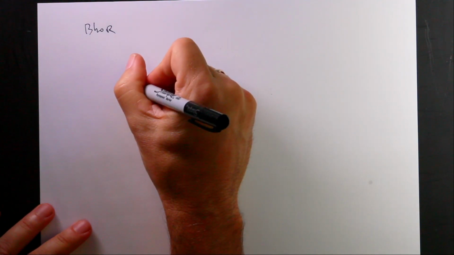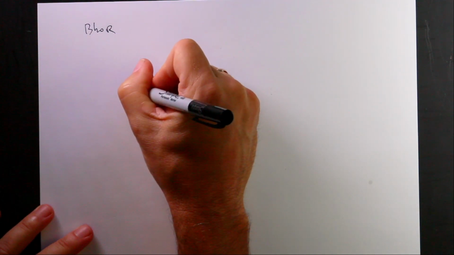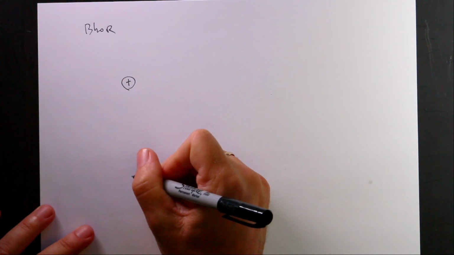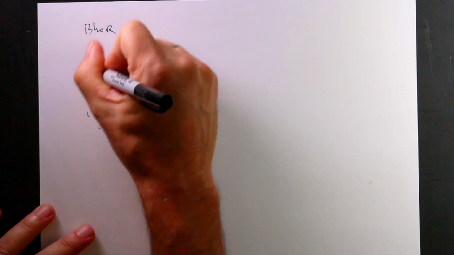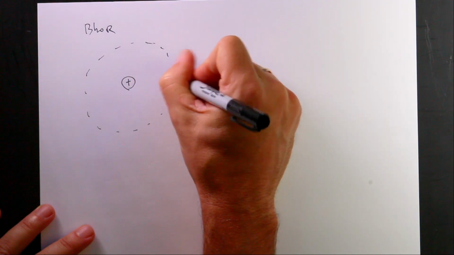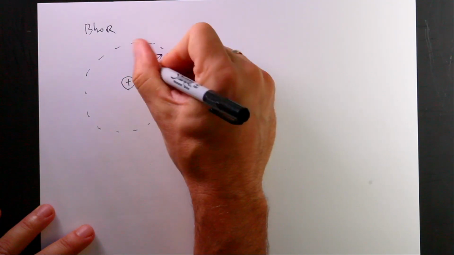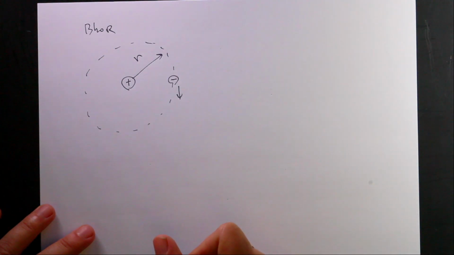So when they started looking at the properties of matter, they came up with this idea, and I don't want to go through the whole thing, but if you take hydrogen, you could represent it as a proton right there with an electron moving around a circle some distance r away. And that's the Bohr model.